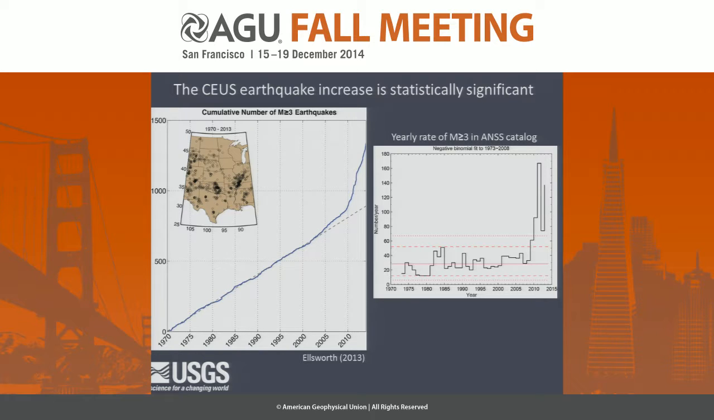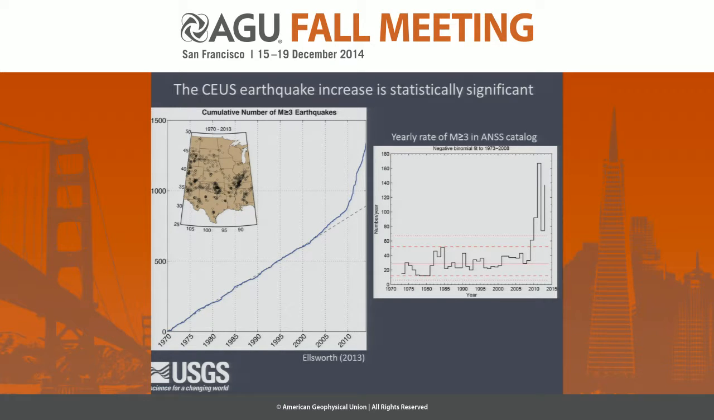So by now we're probably all pretty familiar with the observation that the earthquake rate in the CEUS has increased significantly since 2009. This figure from Bill's paper in 2013 shows the cumulative number of magnitude 3 and higher earthquakes from 1970 through 2013, and you can see that the rate is pretty much constant until about 2001 or so, starts to increase gradually, but really the sharp uptick occurs in 2009.